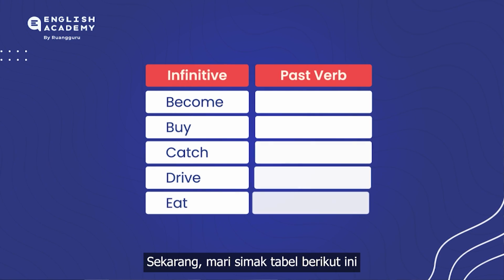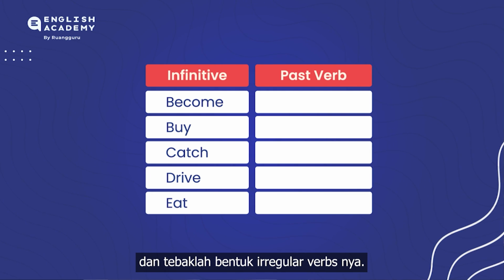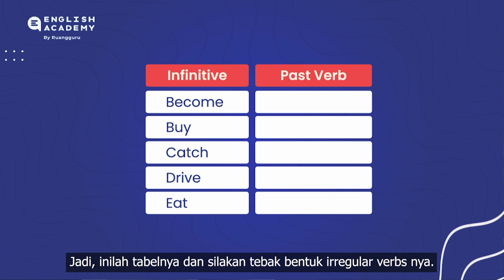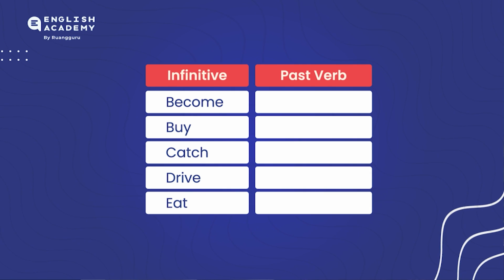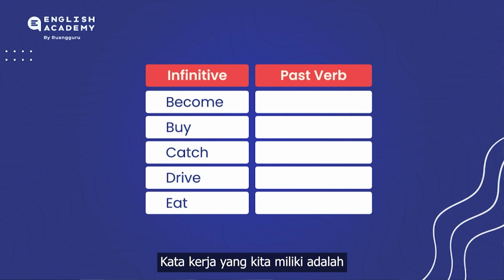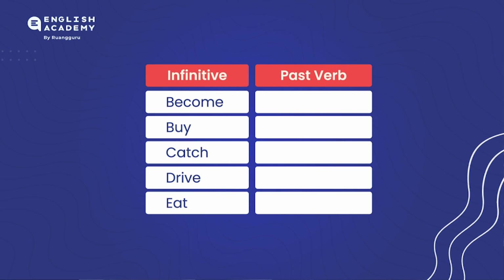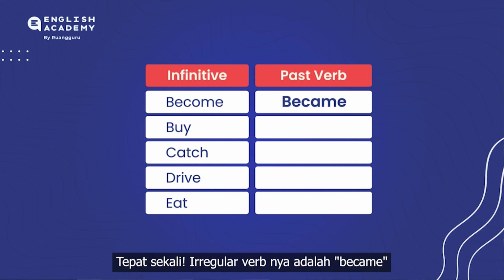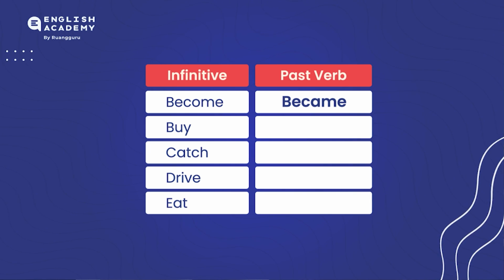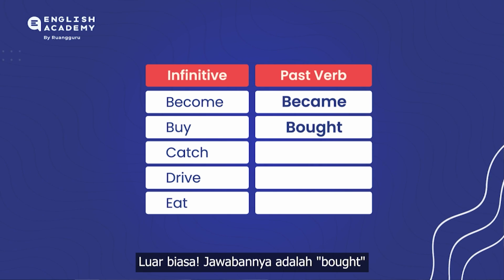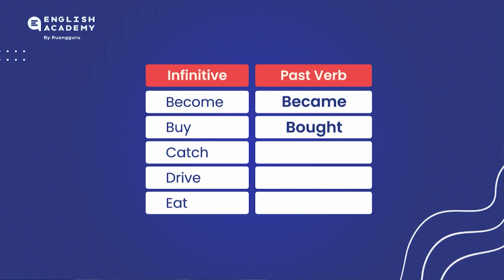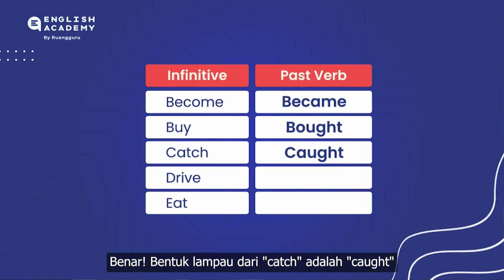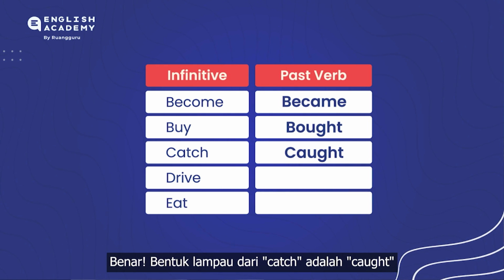Now, let's look at this table and guess what the irregular verbs are. So here's the table. Please say what you think the irregular verbs are. The verbs we have are become. Excellent, it is became for the irregular verb. Then we have buy. Fantastic, it is bought. After buy is catch. Correct, the past form of catch is caught.